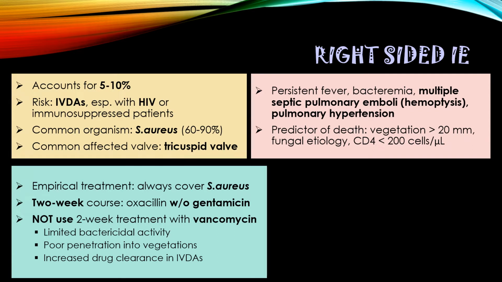For empirical treatment, we should cover Staphylococcus aureus, with a 2-week course of oxacillin; I suggest you don't need gentamicin. If you use an oxacillin base, you can treat for 2 weeks, but if you use vancomycin, you cannot use a 2-week regimen because of limited bactericidal activity. As I said to you, in MSSA, vancomycin is considered inferior to beta-lactam, and it has poor penetration into vegetation.